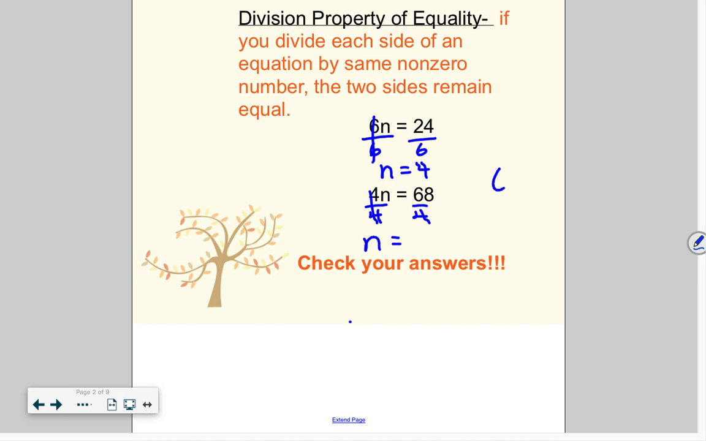Now, we need to take 68 divided by 4. How many times does 4 go into 6? Once. 1 times 4 is 4. Remainder of 2. Bring down your 8. 4 goes into 28 how many times? 7. 7 times 4 is 28, remainder of 0. Do you have any more numbers to bring down? No, you do not. So n is going to equal 17 for a solution.